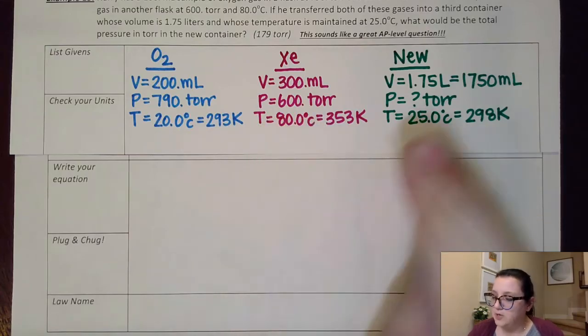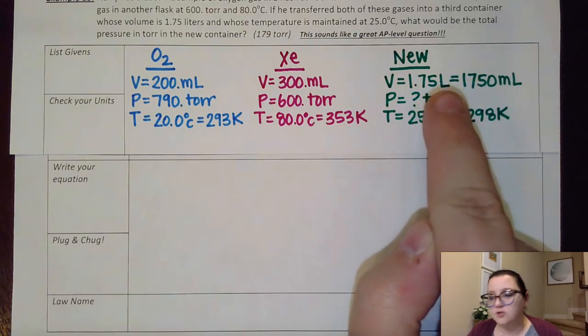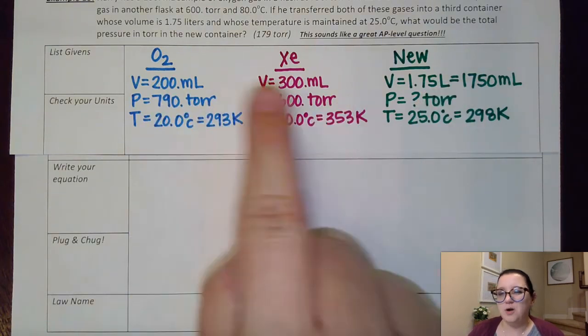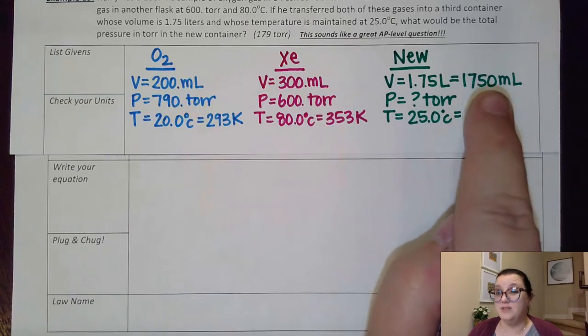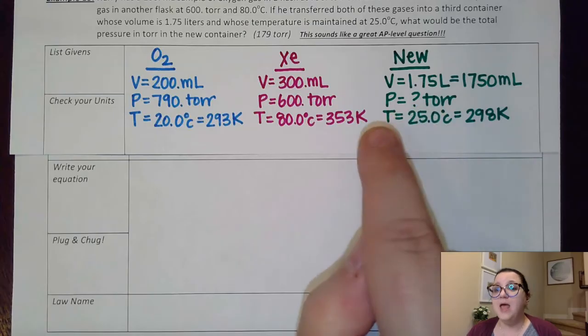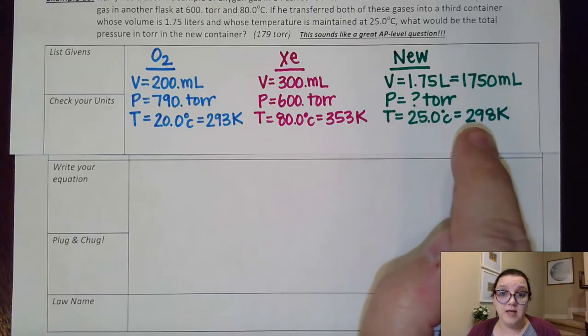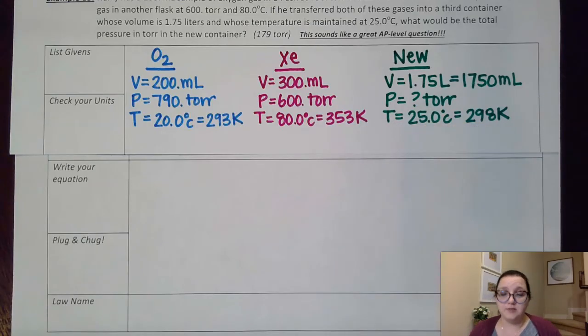My new container, which was 1.75 liters, I noticed that these other containers are in milliliters, so I went ahead and converted this into milliliters as well. My pressure is what I'm looking for here, and my temperature is 298 Kelvin once I've converted that from degrees Celsius.